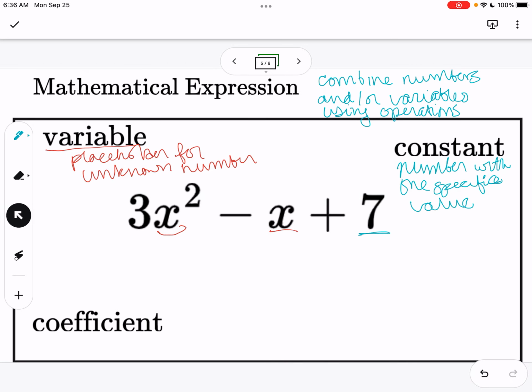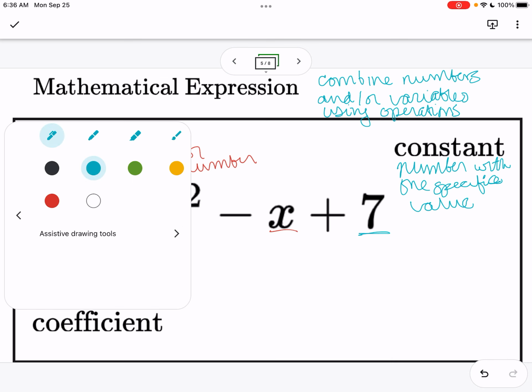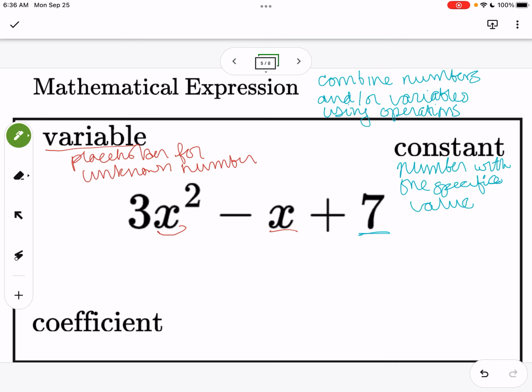We have a coefficient. When a constant is multiplied by a variable, we say the constant is the coefficient. So we have two coefficients in our expression. We have 3 and we have -1. So coefficient is a constant multiplied by a variable.